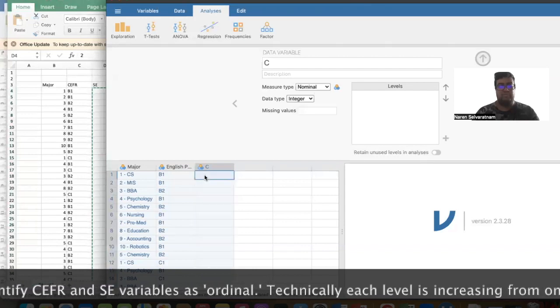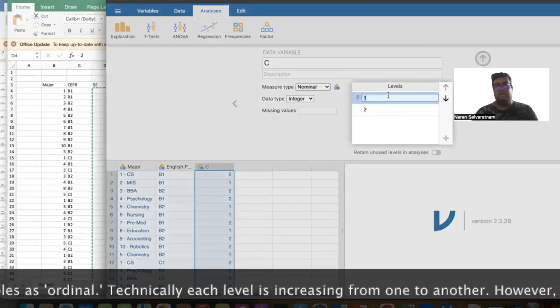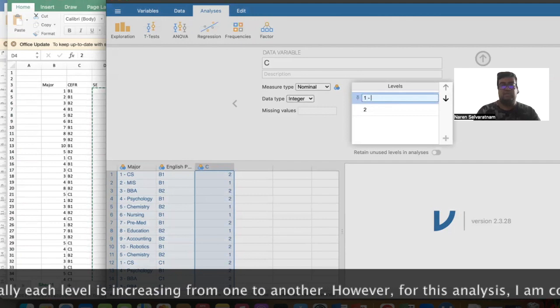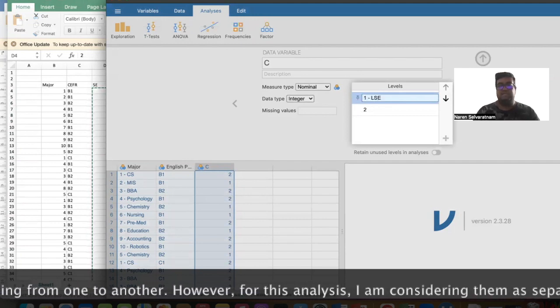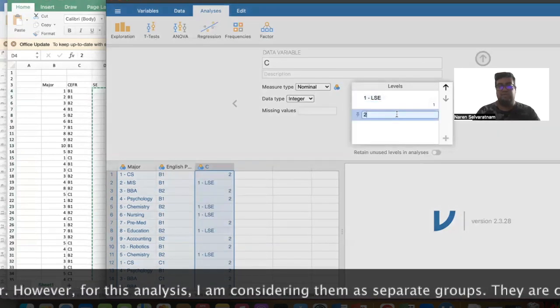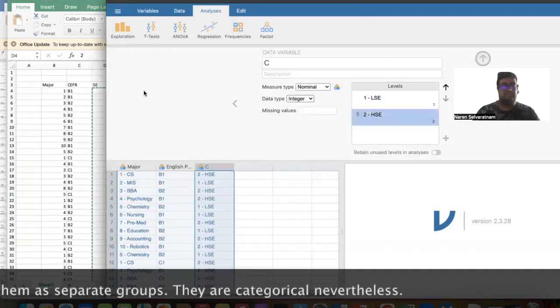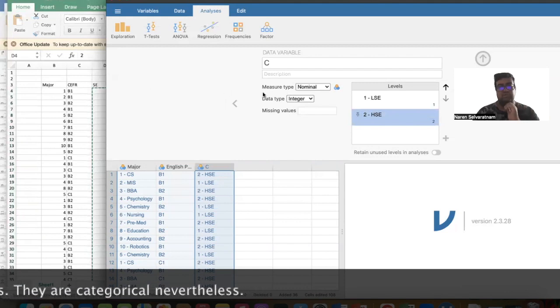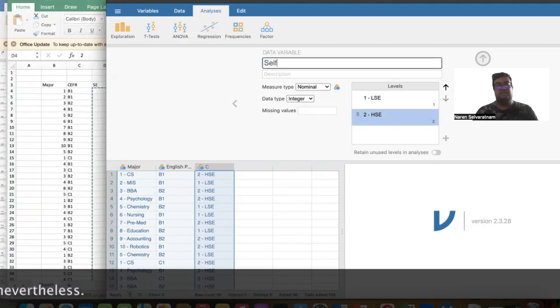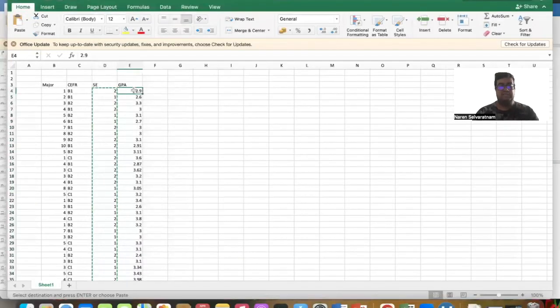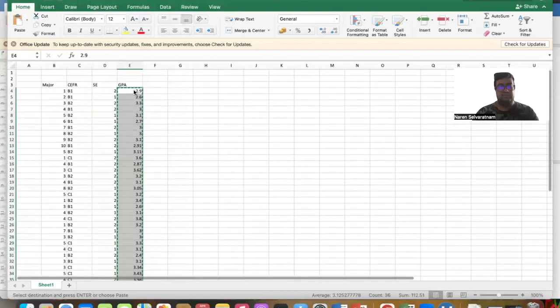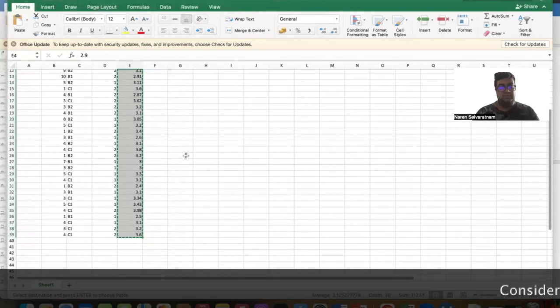to Jamovi, like this. And I'm going to tell now, first one is low self-efficacy, LSE. 2 is HSE, high self-efficacy. Okay, now this is all done. And I'm going to write here self-efficacy. That is also done. Last one is CCA GPA, that is a continuous variable. So that is all right.